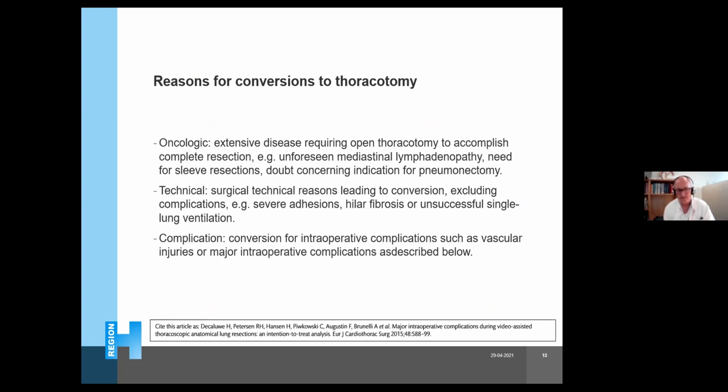So we looked at the reason for conversion. There can be oncological reasons that you cannot deal with by VATS. You need to convert because you need to do extra resection, replacement of vessel structures or whatever. It can be a technical reason that actually you cannot master it by VATS due to severe adhesions, hilar fibrosis or similar. And finally, what's interesting for this paper was complications by VATS surgery, where you needed to convert due to a major complication that we could not deal with by VATS.